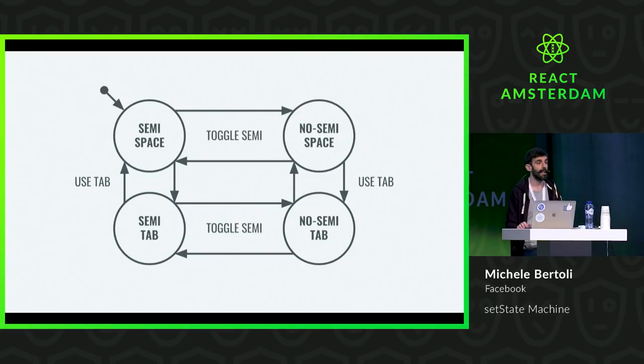So it doesn't scale. If you think about adding a third option, like for example, single quotes or double quotes, you're going to have 9 states, and the number of states is gonna explode.